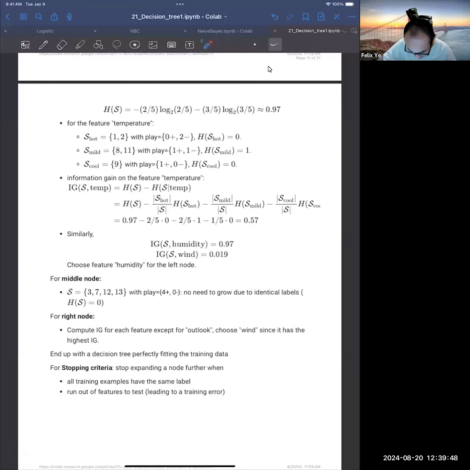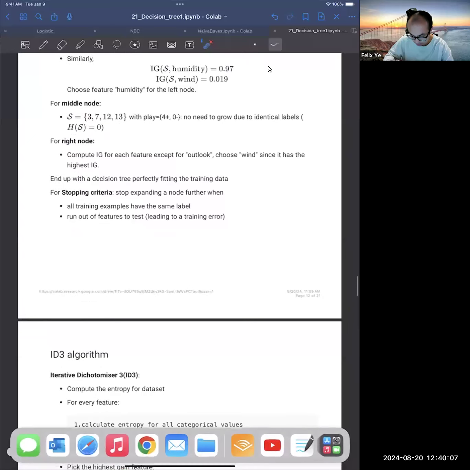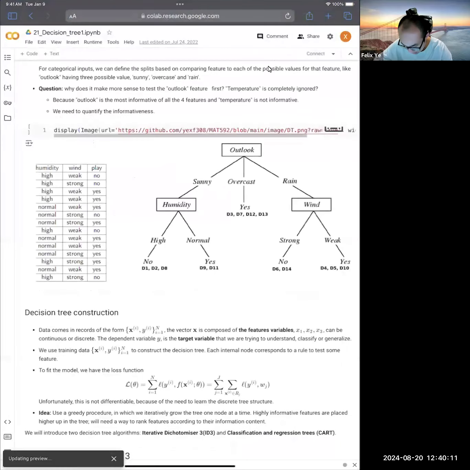So for the middle node, we already know there's nothing to grow. There's no randomness here. For the right node, you do similar things. In this case, you are going to choose the wind. And after that, you find out everything on the nodes is already deterministic, right? So there's no more randomness.